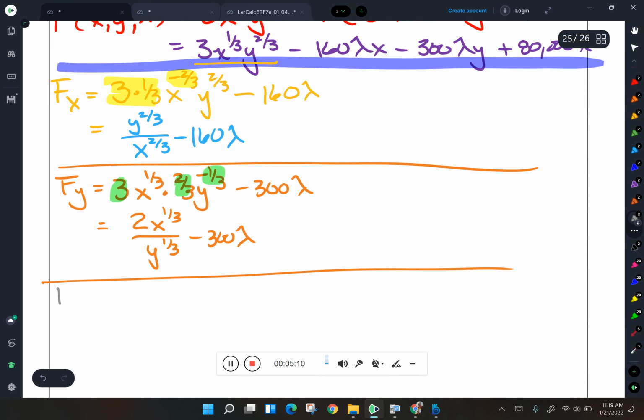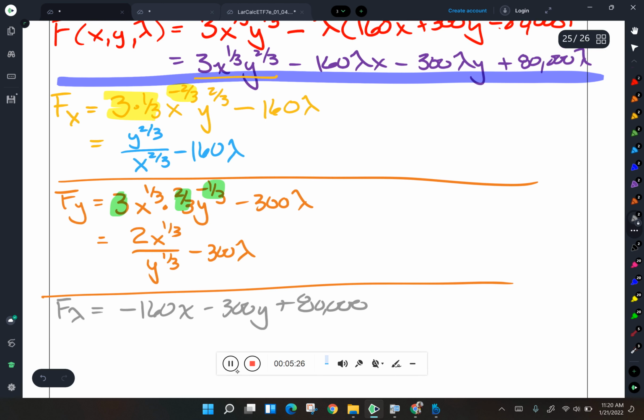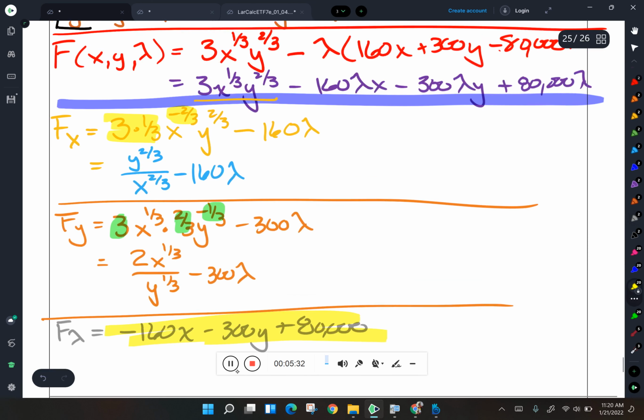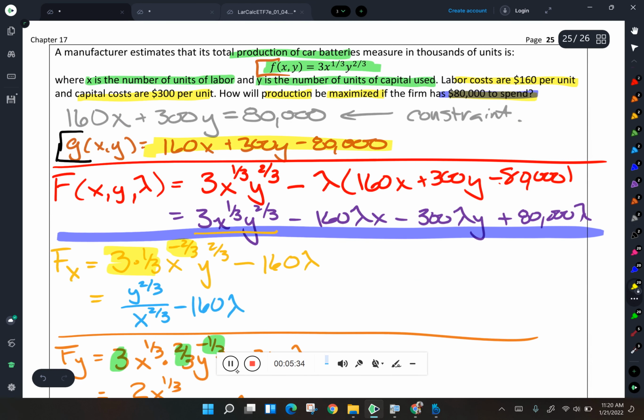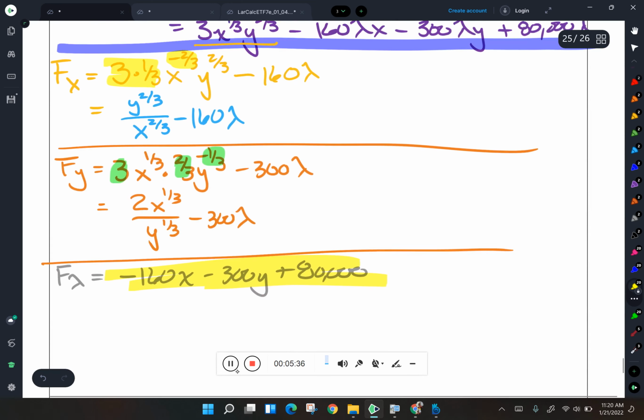Now I'll find F sub lambda. The first term goes away. The second term is negative 160x minus 300y plus 80,000. And then I'll check to make sure that that works right. Is this the opposite of our g of x, y function? And it is, so I feel good about that.